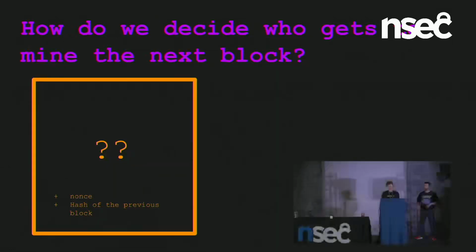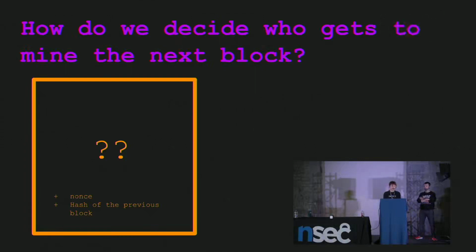So we have this blockchain. It's being maintained by miners, who you may have heard of. These miners are creating blocks, and they receive a payout for finding blocks. But how do we decide who gets to do that?